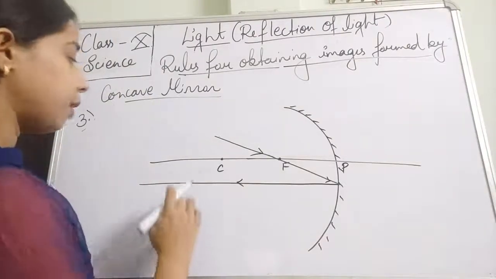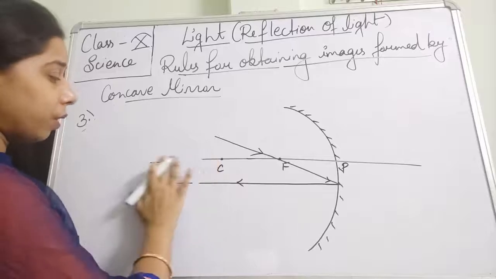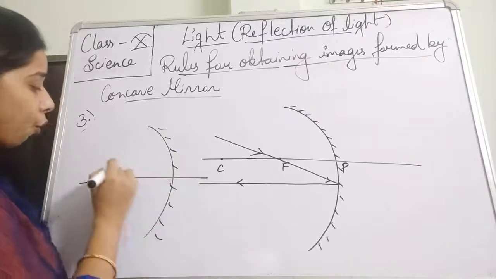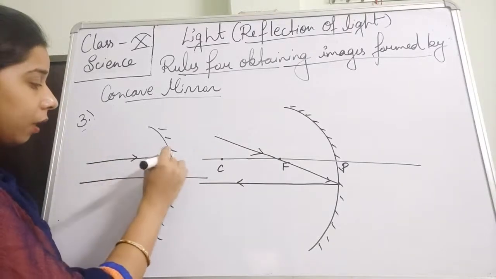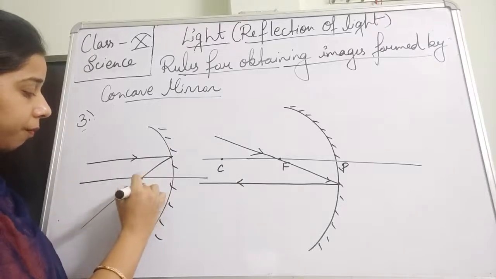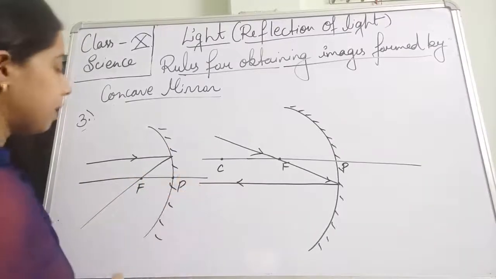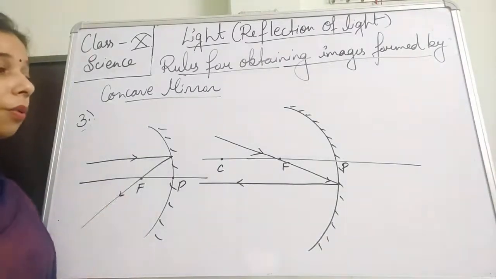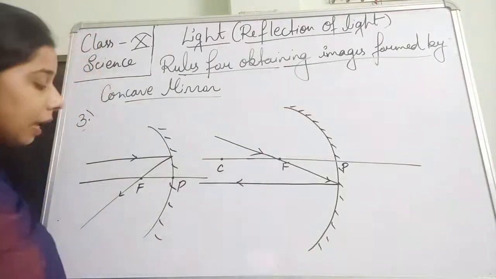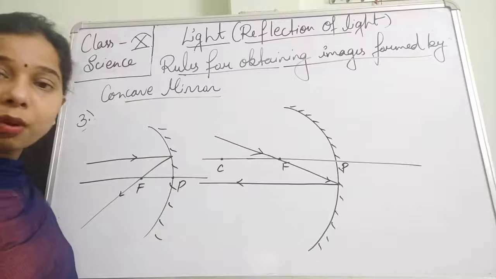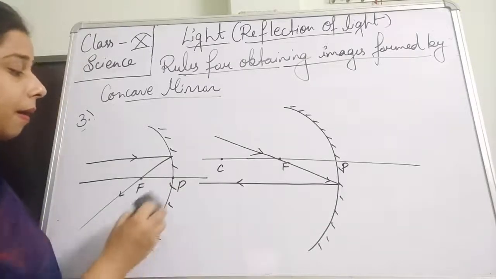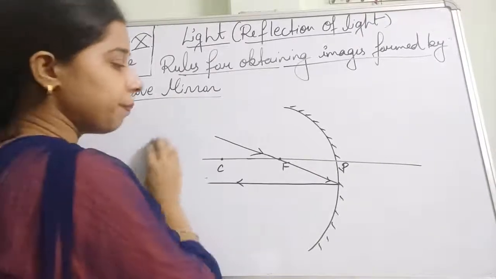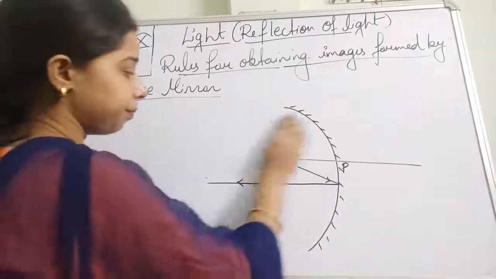You should remember the first rule that we have seen, students. In that one we drew a parallel beam of light, parallel to the principal axis, which after reflection passes through the principal focus. And here it is just the opposite: if a ray of light passes through the focus, after reflection it will become parallel to the principal axis.